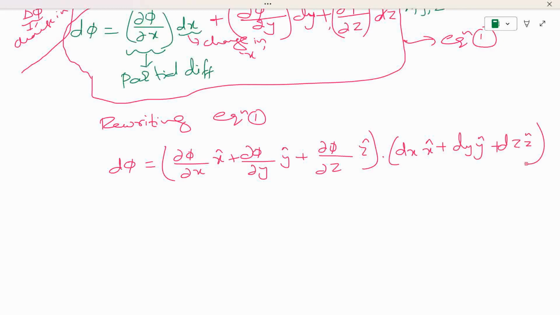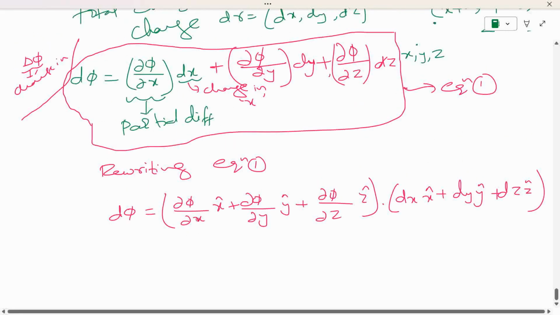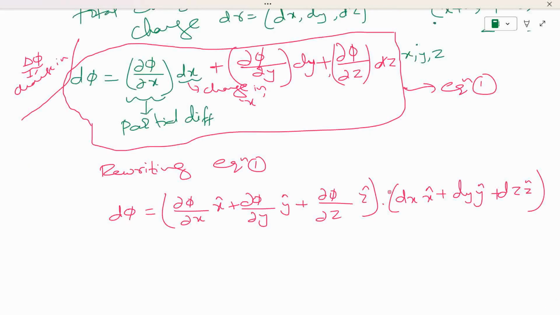See, both will be equal. Now here, dou phi by dou x into dx, with x cap dot x cap being 1, will be dou phi by dou x times dx. Now multiplying dou phi by dou x x cap dot into dy y cap, x cap dot y cap is 0. Similarly, x cap dot z cap is 0. So we will end up getting this, coming like this.